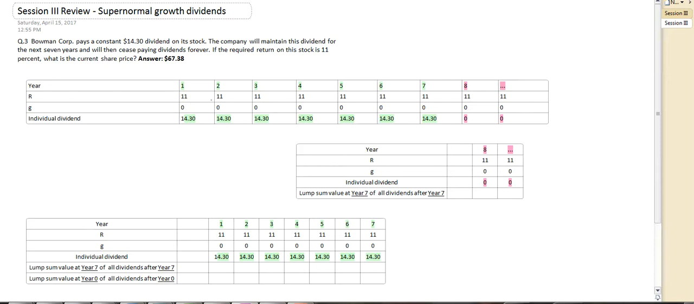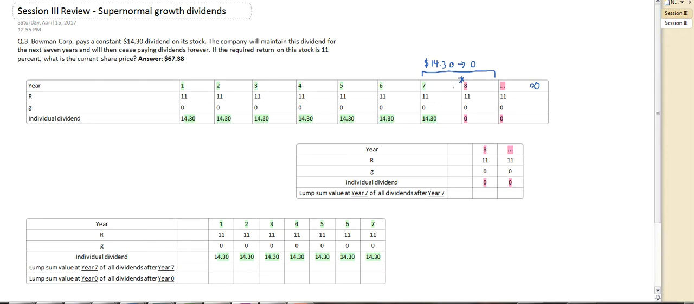the scenario is quite different from question 2 because you can see that R now is constant from year 1 until infinity. Same as G, that's constant from year 1 until, actually there's a break here between year 7 and 8, which means it changed from a $14.30 dividend to 0.